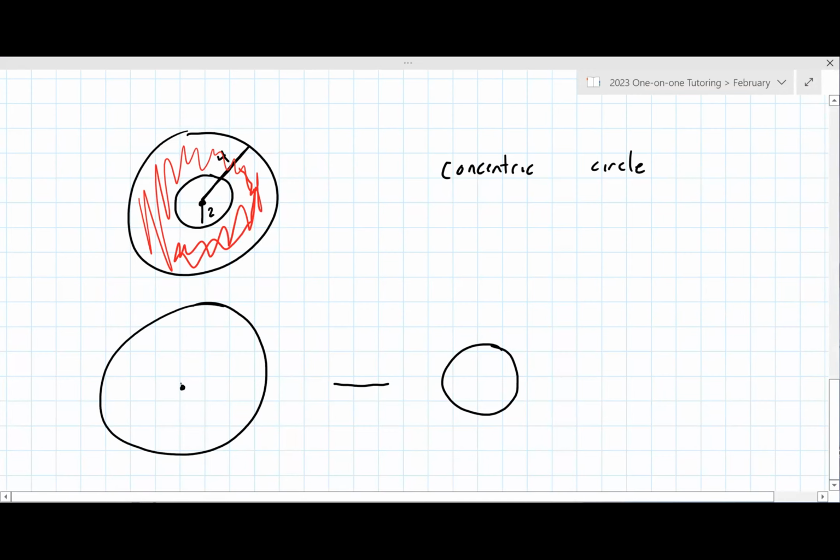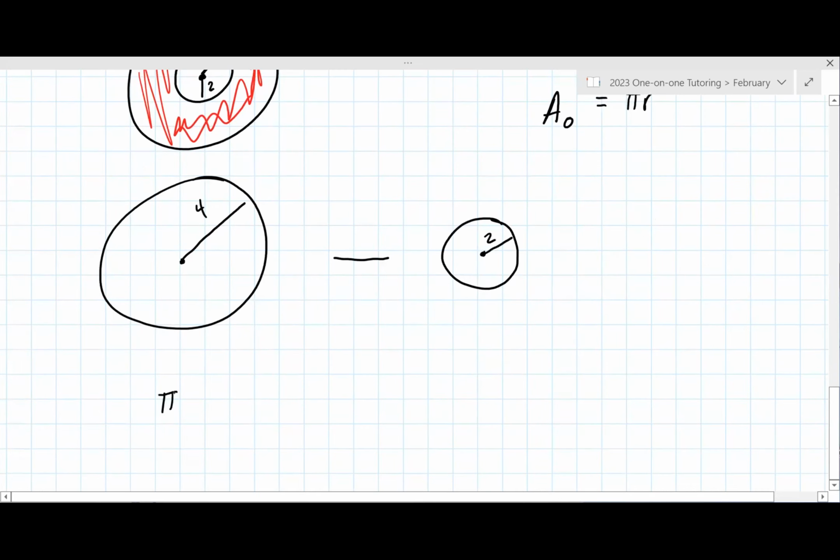So what is the radius of the large circle? The radius of the large circle is 4. And what is the radius of the smaller circle? 2. What is the formula for the area of a circle? Pi r squared. All right. So in the first one, what is the radius? 4 squared minus, what's the radius of the second? 2 squared.